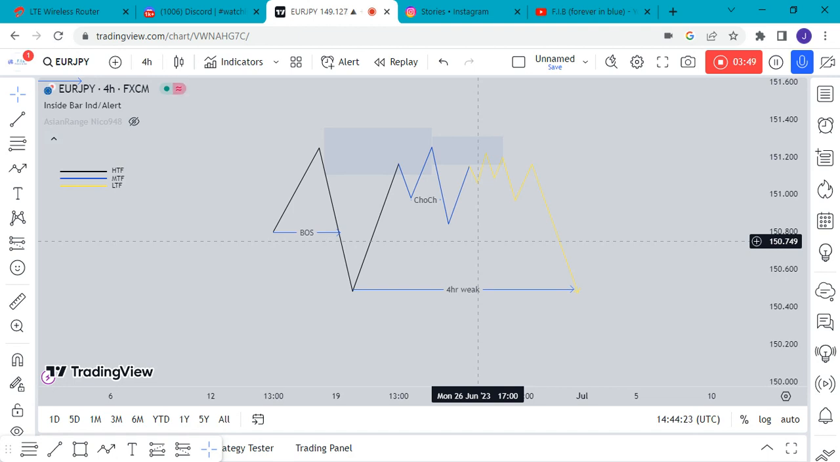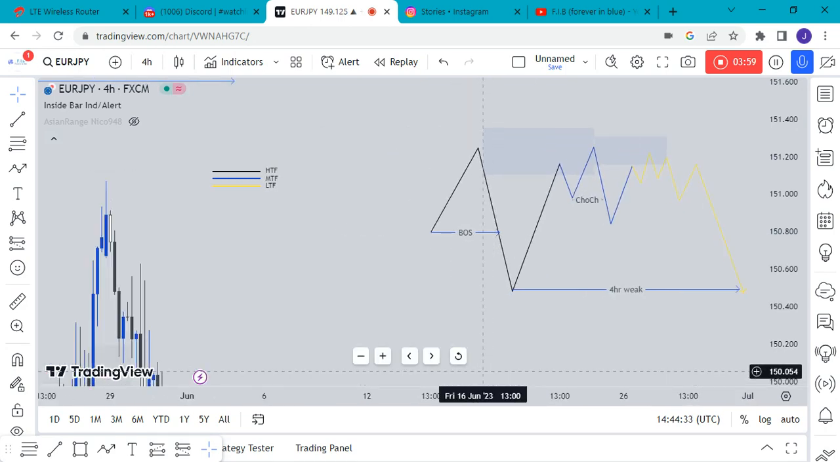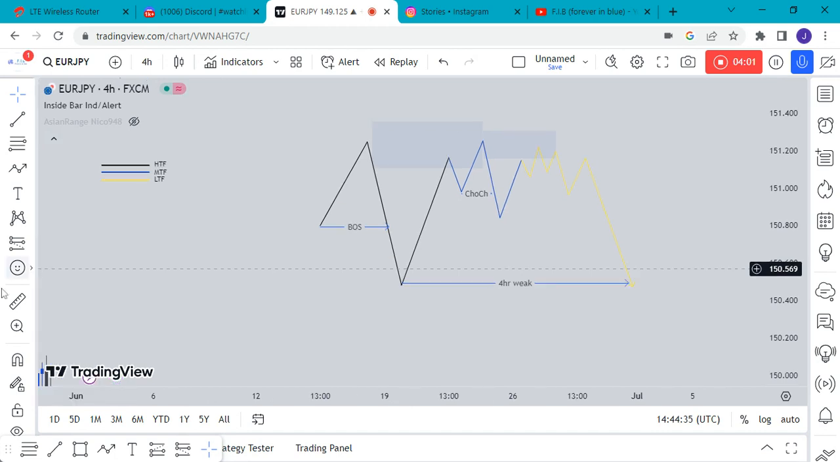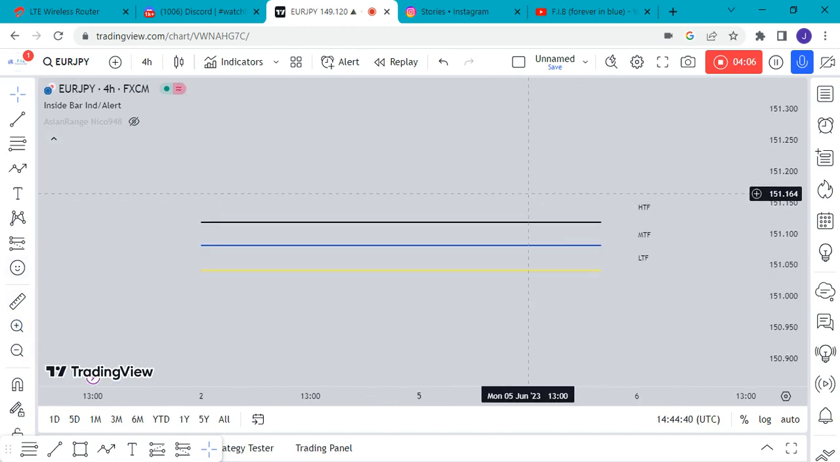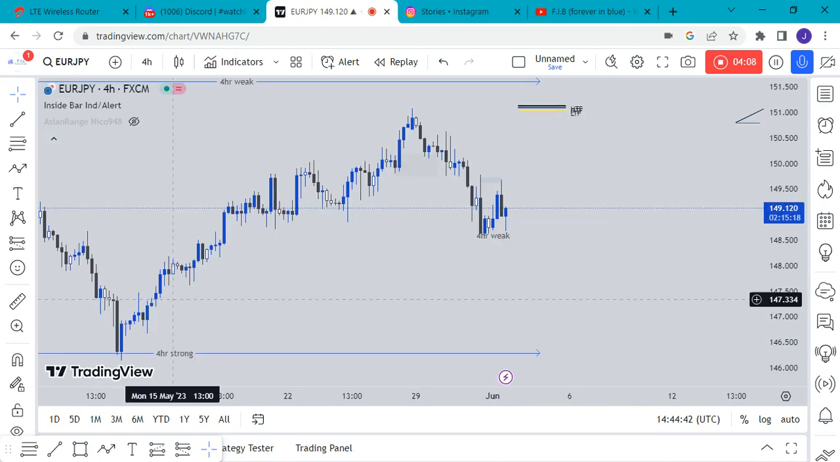And I love to trade flip zones, most especially on GBP USD and Euro USD, because a flip zone indicates the strength of the side you are trading from. Because let's take for instance, right? Let's take for instance right here. Sorry about that. Let's take for instance right here. What's happening?